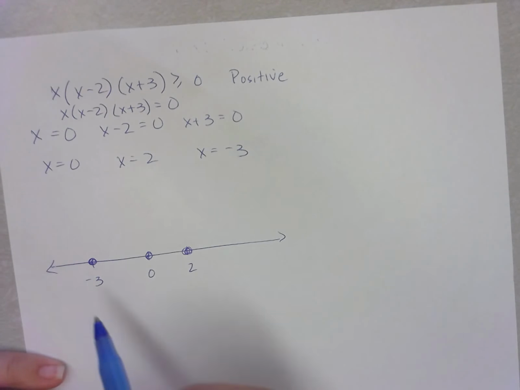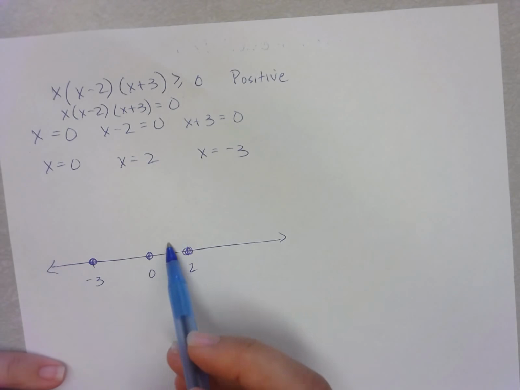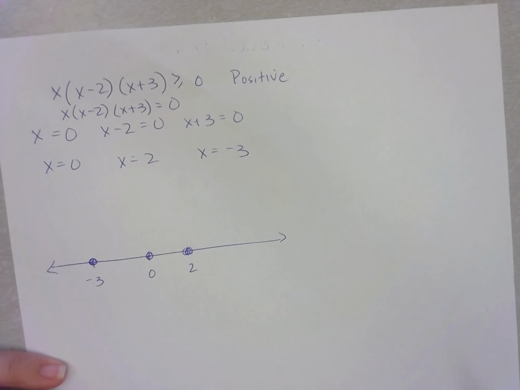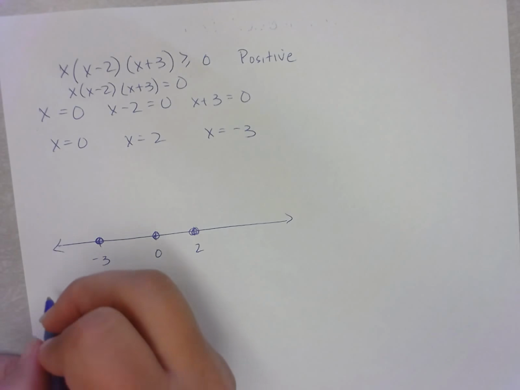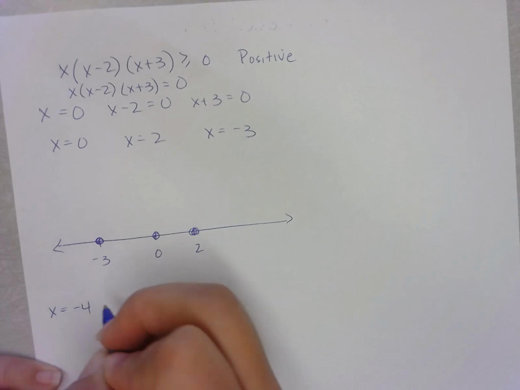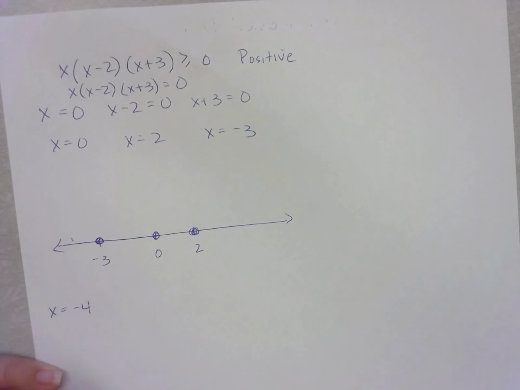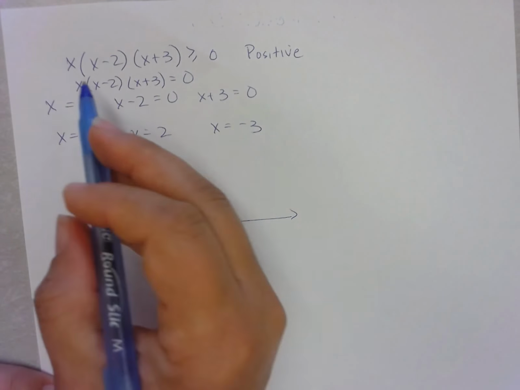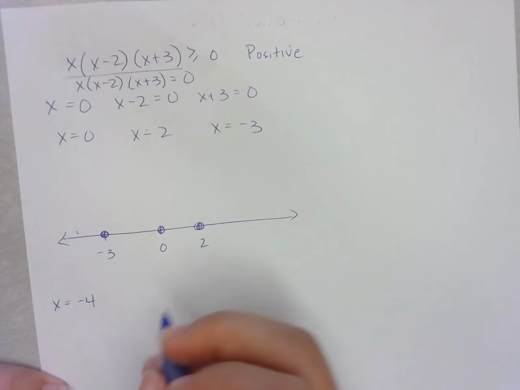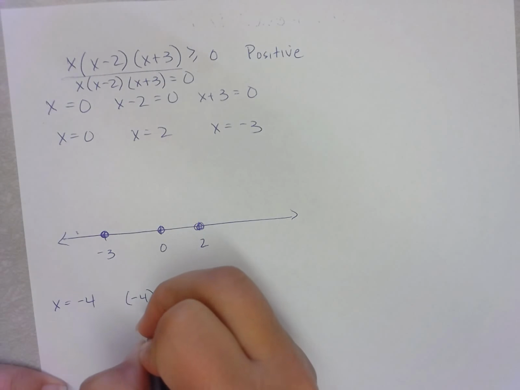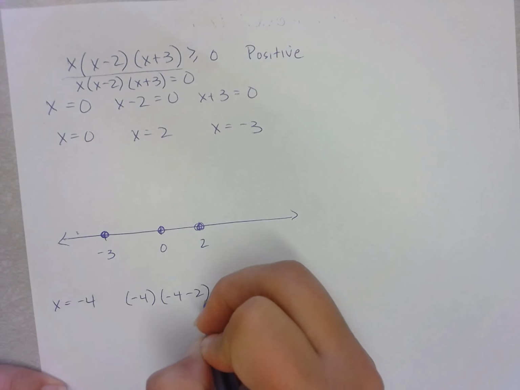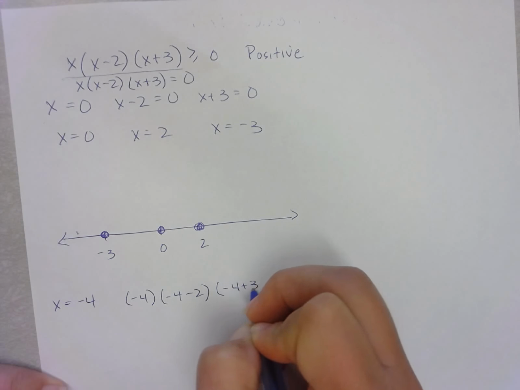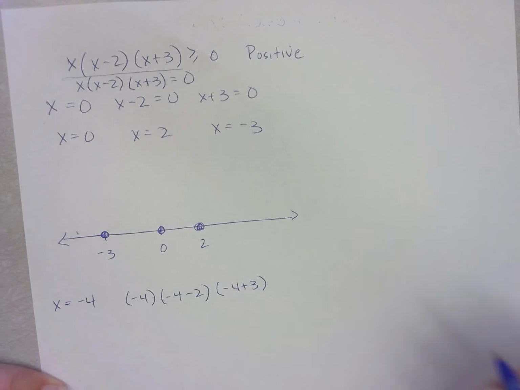So now my number line is actually broken into 1, 2, 3, 4 pieces instead of 3. So now I need 4 test numbers. Let me use x equals negative 4 to start. I'm going to test something in this interval, something smaller than negative 3 that's not negative 3. I'm going to plug it right back into the factored version. So I'm going to have negative 4 times negative 4 minus 2, and then negative 4 plus 3. And I'm checking what's the sign of this.